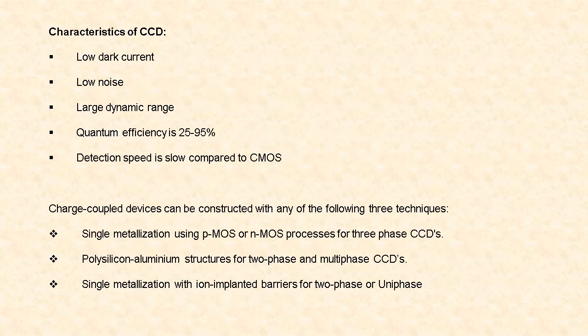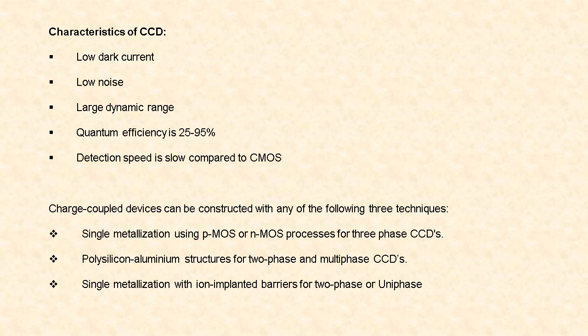Next is the characteristics of CCD. CCD has low dark current, low noise. They are capable of holding a large signal in a single pixel and they have very large dynamic range. Their quantum efficiency compared to CMOS, which is from 25 to 95%, and the detection speed of CCD is low compared to CMOS.